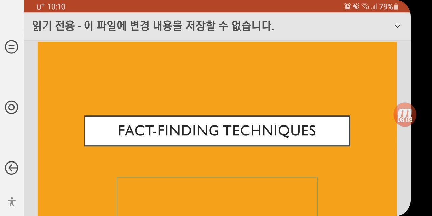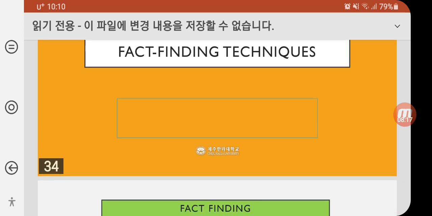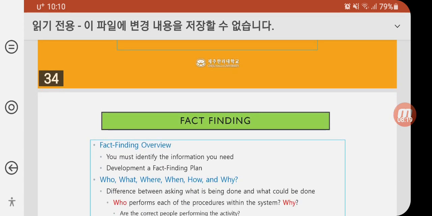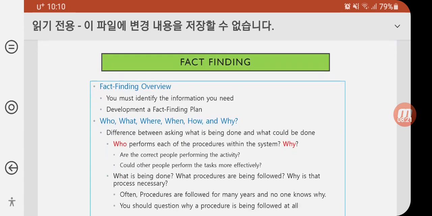Next slide is focused on fact-finding techniques. In fact-finding, you must identify the information you need. Differences between asking what is being done and what could be done.